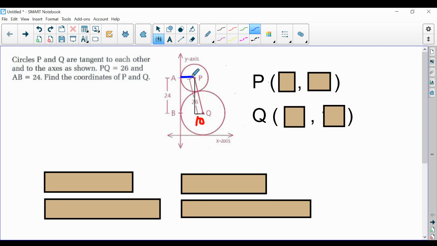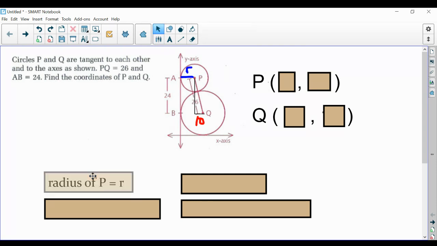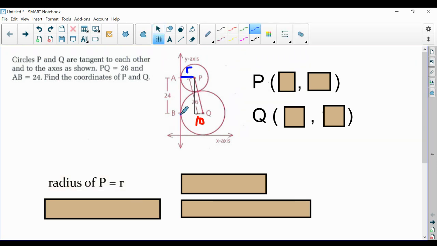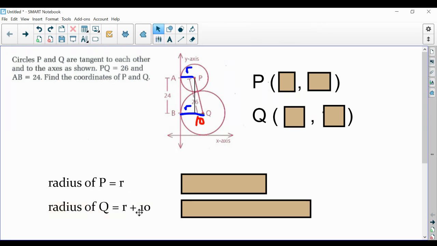Okay, there's my radius of P. We're going to call that radius R. And this is the radius of Q, which is going to be this part, which is also R, plus 10 more. So we can say that the radius of Q is R plus 10. So if we add the two radii together, R and R plus 10, we'll get that length from P to Q, which we know is 26.